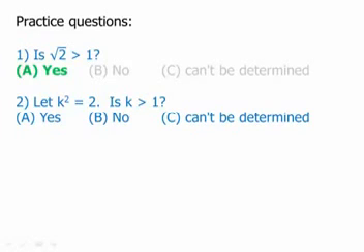Now number 2 looks similar. k squared equals 2. Is k greater than 1? Well, now notice there's no radical sign printed. And so if I want to get the value of k myself, I have to initiate the act of taking a square root myself. That means I have to consider both the positive and negative because I'm doing it myself. So k would be either the positive square root of 2 or the negative square root of 2. And because it could be one or the other, we don't know whether it's larger than 1 or smaller than 1. So this answer cannot be determined.